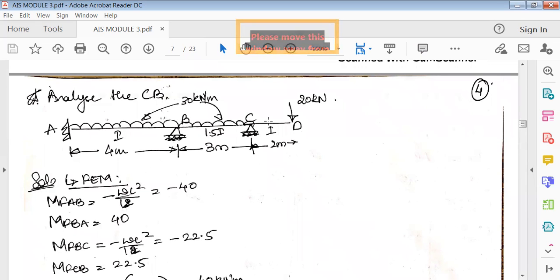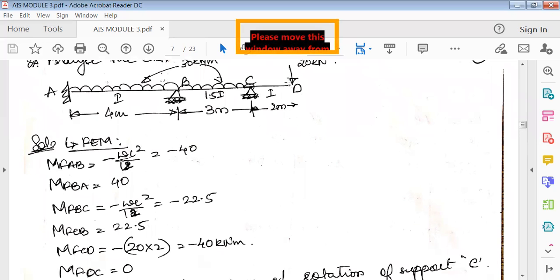And whereas MFCD, so this is the overhang. So MFCD, there is a joint here. So it is minus 20 into 2 because it's the first joint. So it will have a minus sign in it. So minus 20 into 2, and MFDC is 0 because it is the free end, and the bending moment at the free end is 0.